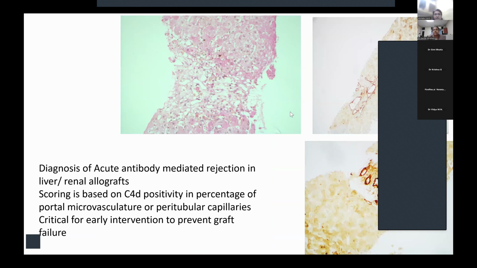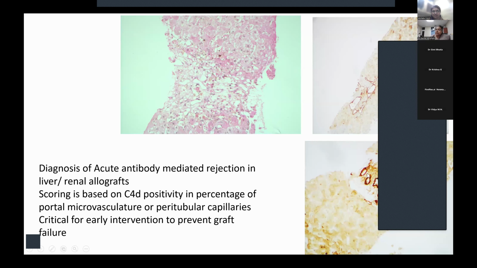And my last slide, the application of IHC for C4D to diagnose acute antibody mediated rejection in liver and renal allografts. We get transplant biopsies in our department, and the scoring for C4D positivity is dependent on the percentage of the portal vessels in a liver biopsy or peritubular capillaries in the renal biopsy.